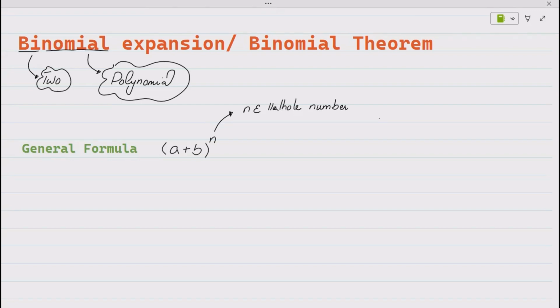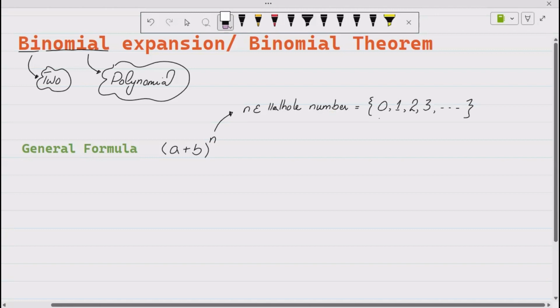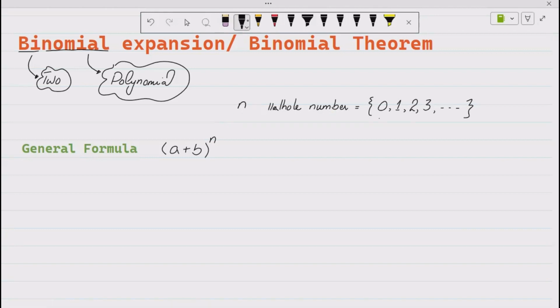And what do we mean by whole numbers? We know whole numbers are 0, 1, 2, 3, and so on. So it means that in the binomial theorem, n is always a non-negative integer, i.e. a whole number. So n belongs to, let me write, the whole numbers, which is the set of these numbers.